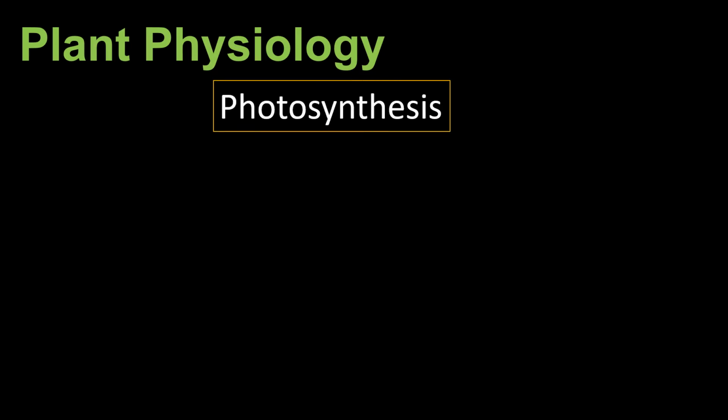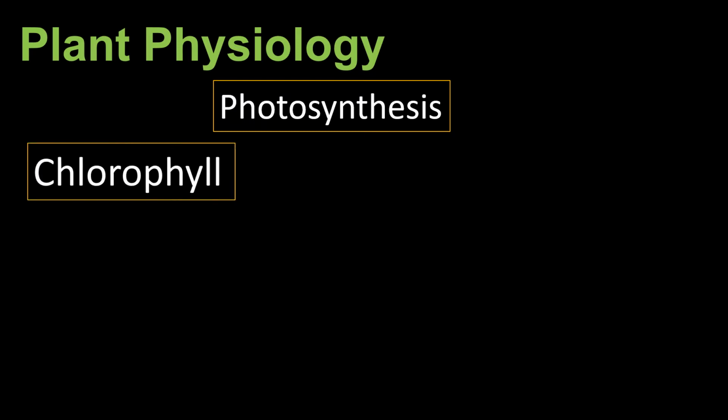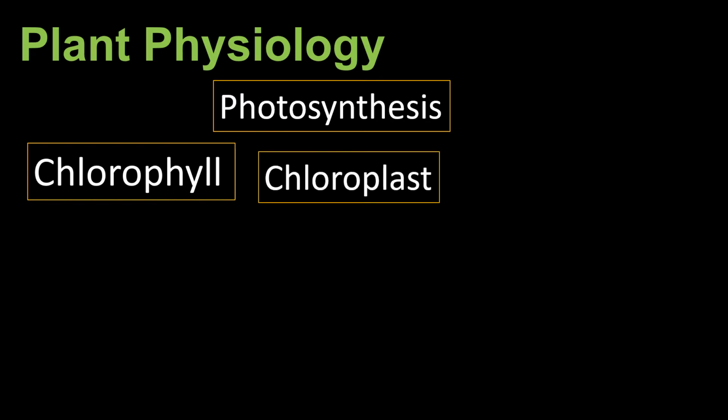Welcome to biology class. Today we shall start the topic plant physiology. Plant physiology is the study of functioning of plants. Plants do various functions. One of the important functions of plants is photosynthesis. Photosynthesis needs chlorophyll pigment. The chlorophyll is a green colored pigment. It is produced inside the chloroplast.